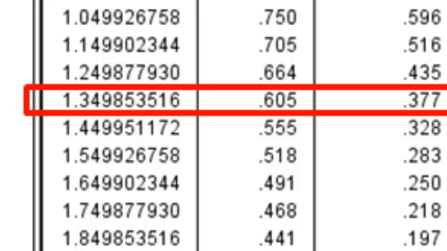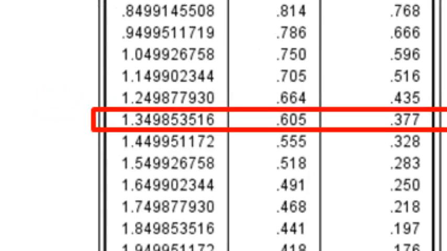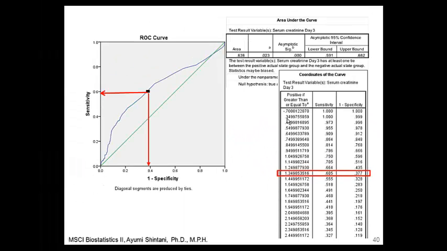Okay, so you can imagine each of these data points corresponds to a different cutoff. If you use a very low cutoff, so you expect the event if the creatinine is greater than 0.35, you have sensitivity of nearly 100%. So you predict everybody as having events, and specificity is 0 in that case. Okay, and the area under the ROC curve.